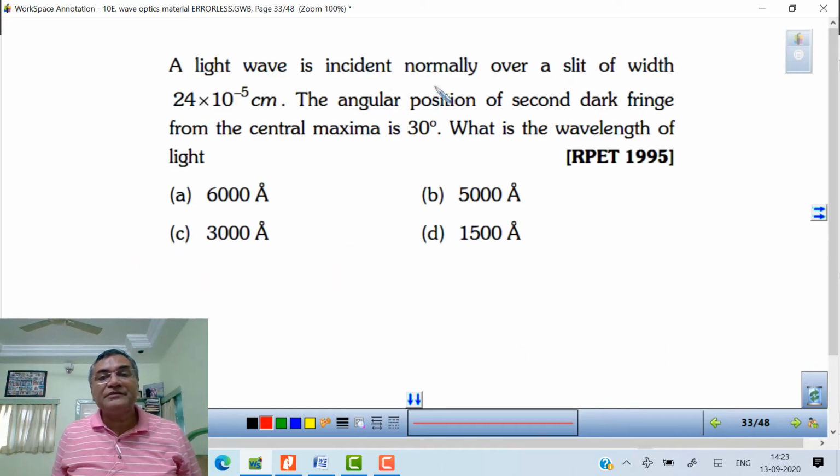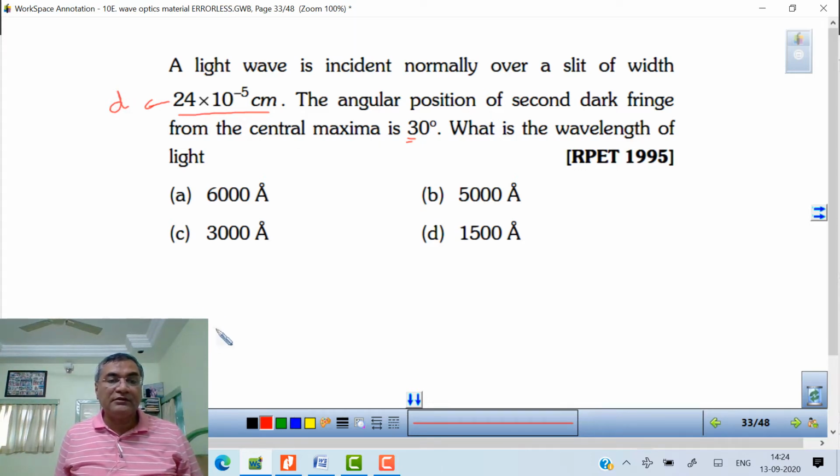A light wave is incident normally over a slit of width 24 into 10 raised to minus 5 centimeter. The angular position of the second dark fringe from the center maxima is 30 degree. What is the wavelength of light? So this is the width of the slit. So this is small d, or you can use A also. In our text we have used A. The angular position of the second dark.